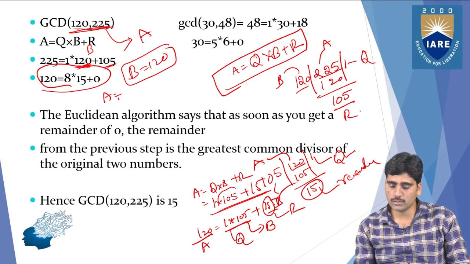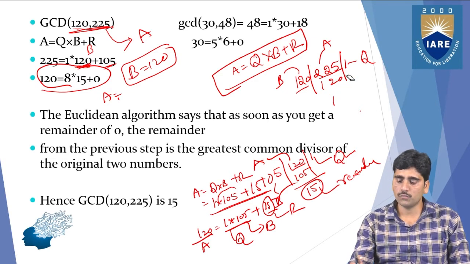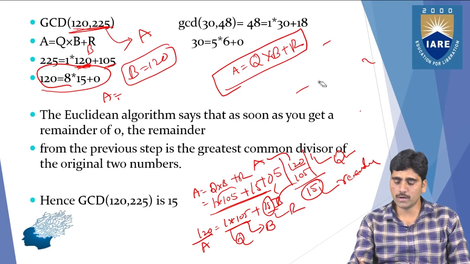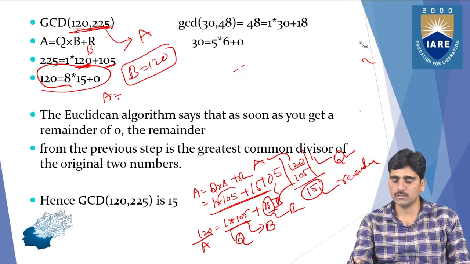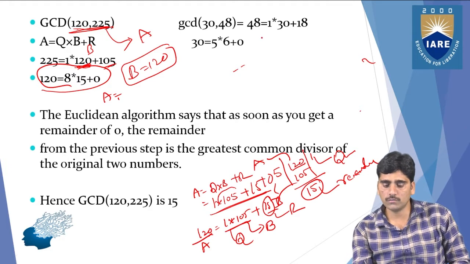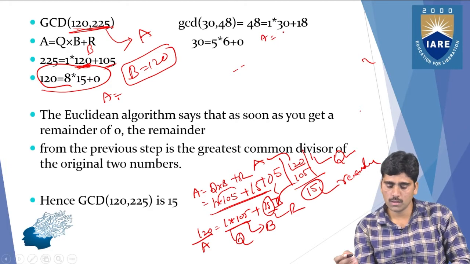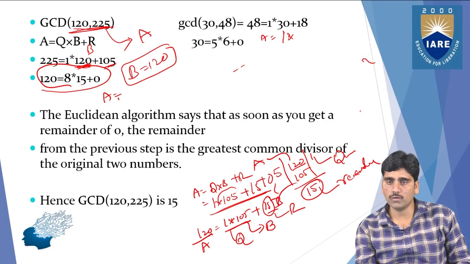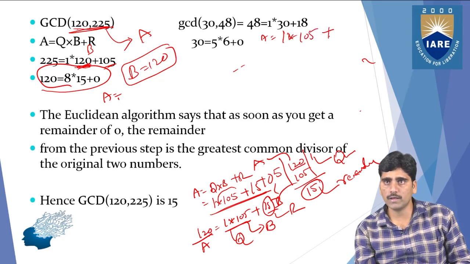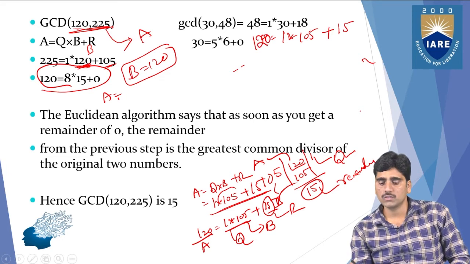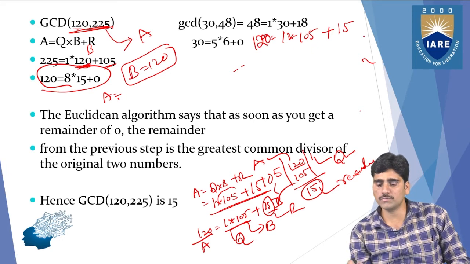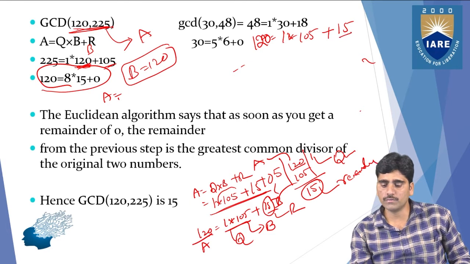So what you need to do here, the remainder is 15. So we need to divide that remainder 15 with 105. So how can we do? A equals 1 into 105 plus 15. Right, so here 120 is the A value. What will you get? So 15 is the divisor of 105. So you need to divide 105 with 15.